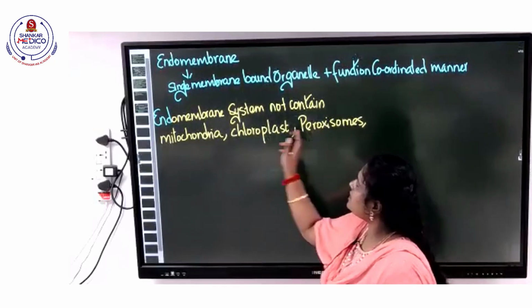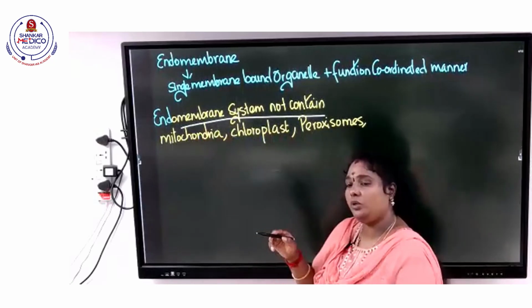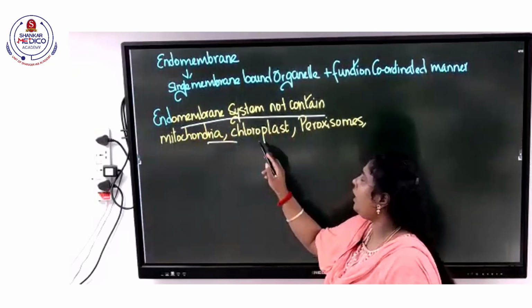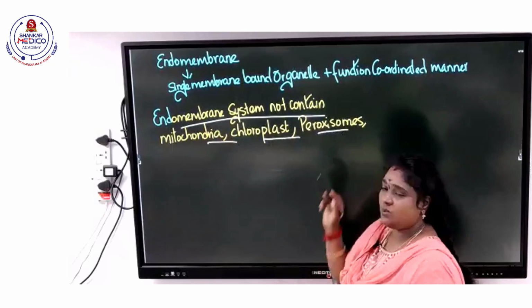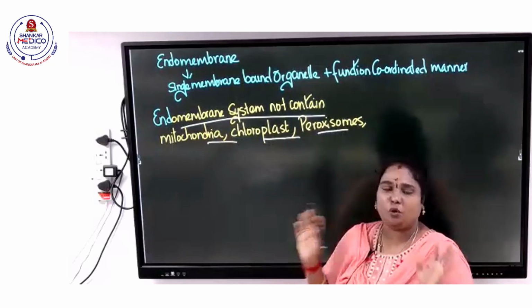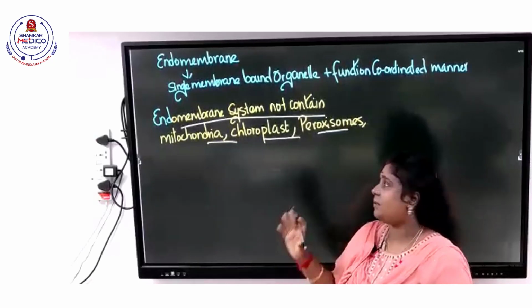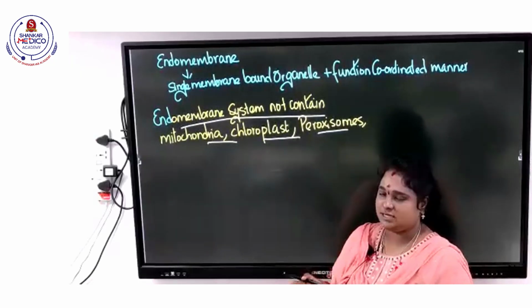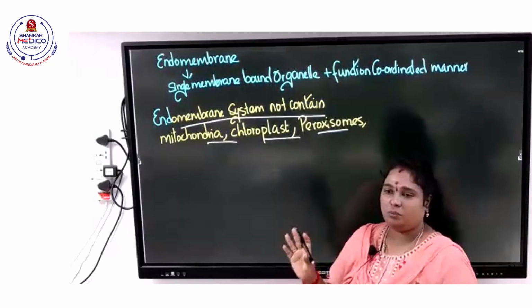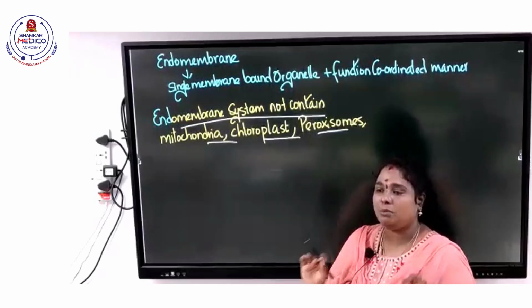So the endomembrane system does not contain, what do they not contain? They don't contain mitochondria, chloroplast, peroxisomes. They don't contain any microbodies. Microbodies like peroxisomes, glyoxysomes, none of these are present in the endomembrane system. So mitochondria or a chloroplast is not present in the endomembrane system.